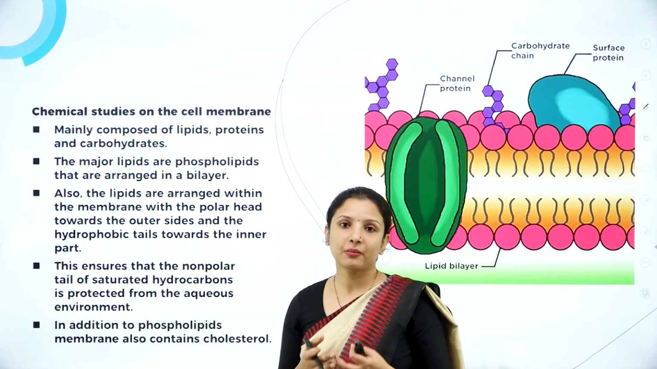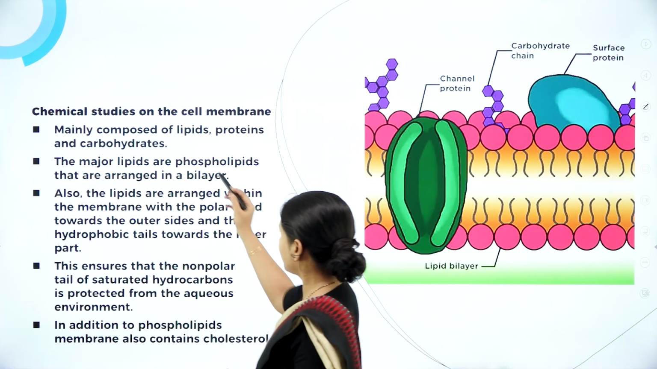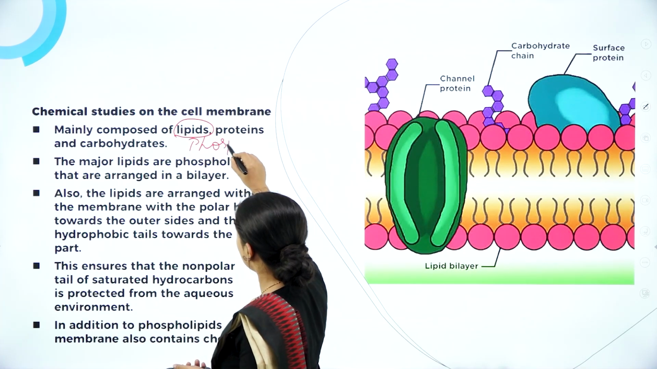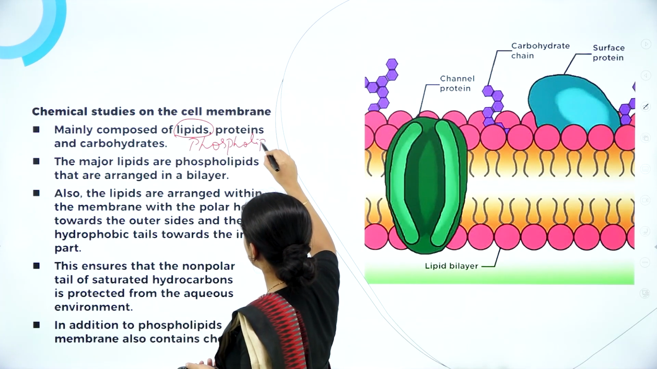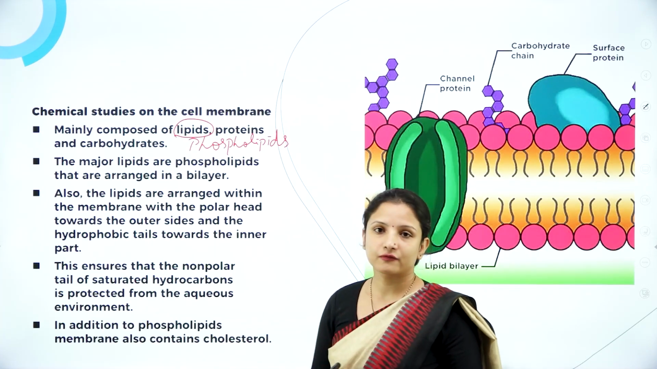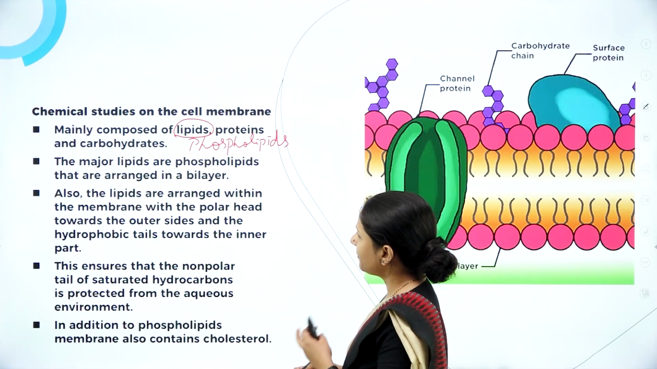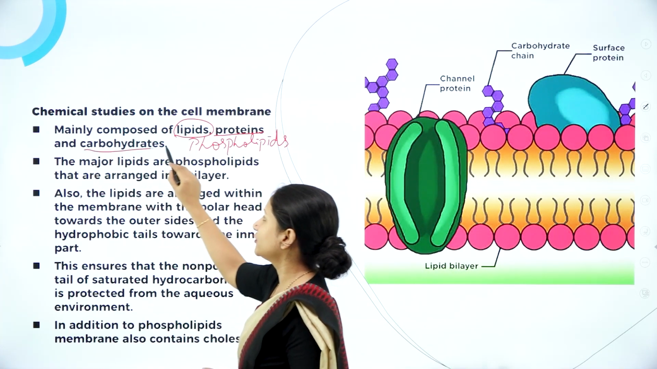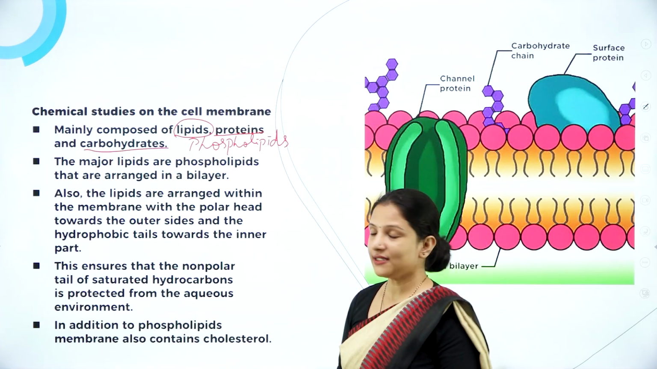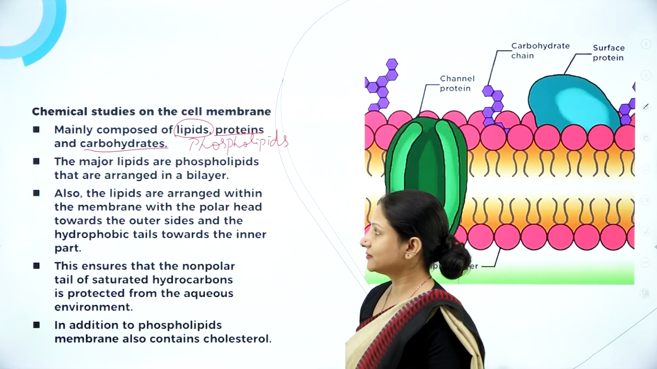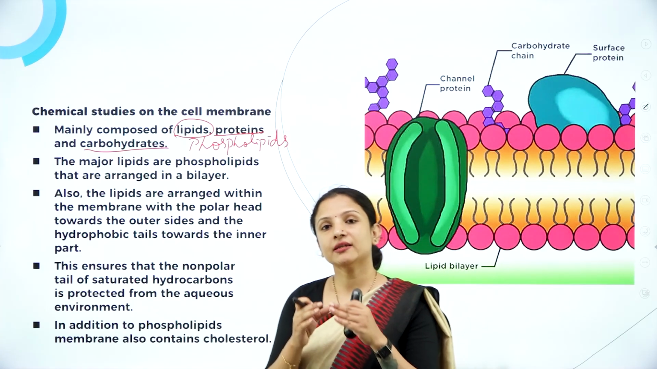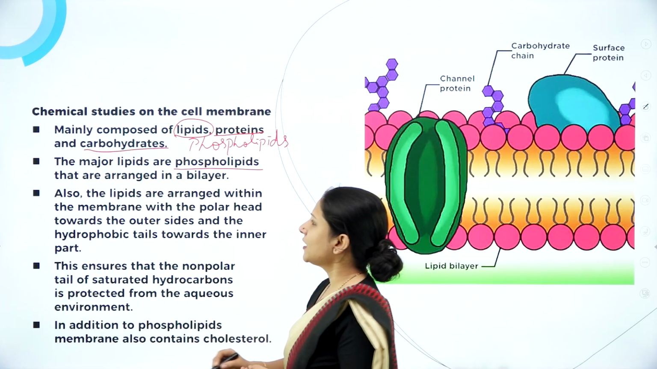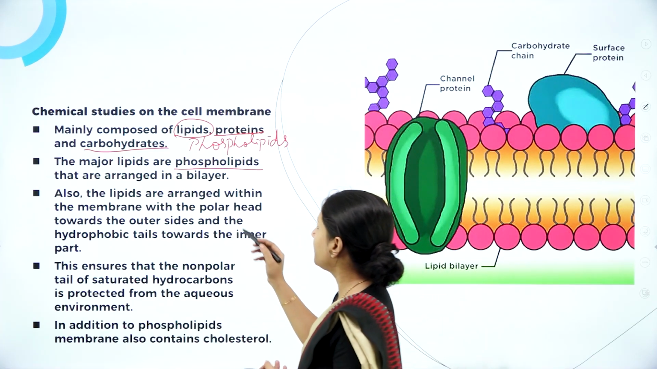So what is the cell membrane made up of? It is mainly composed of lipids, especially phospholipids. Phospholipids are lipids attached to a phosphate group. Apart from lipids, the membrane also has proteins, and to some extent carbohydrates, which are polysaccharides. Majorly the cell membrane is made up of phospholipids, and these phospholipids are arranged in a bilayer.